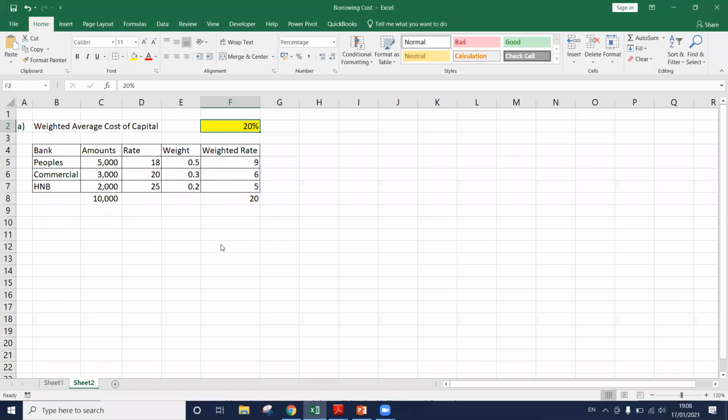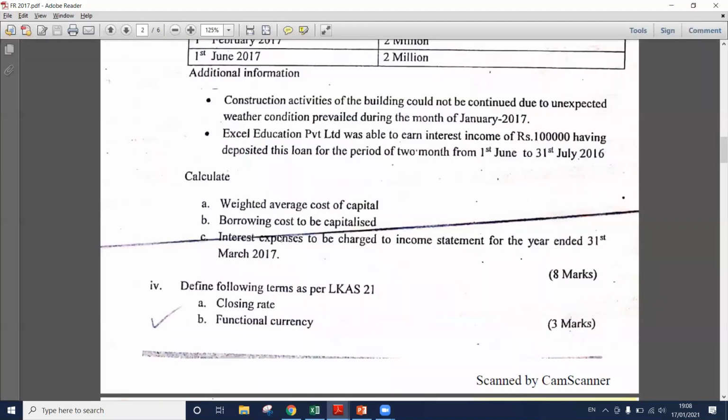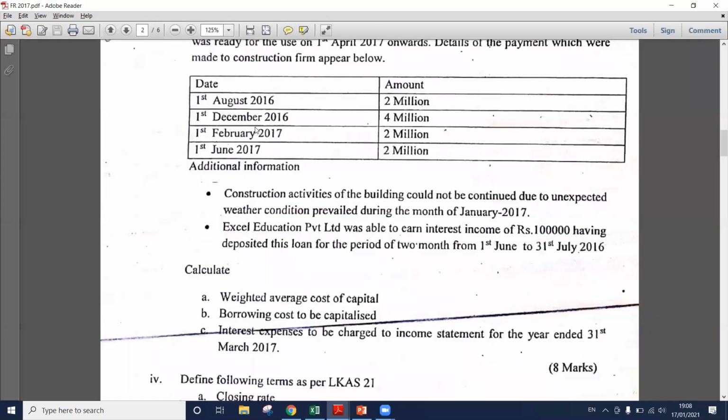Then in part B, we need to calculate the borrowing cost to be capitalized. How much of borrowing cost we can capitalize. Right. Here, what are the dates where we have disbursed these loans obtained? On 1st of August 2016, we have disbursed 2 million. Right? On 1st of December 2016, we have disbursed another 4 million.